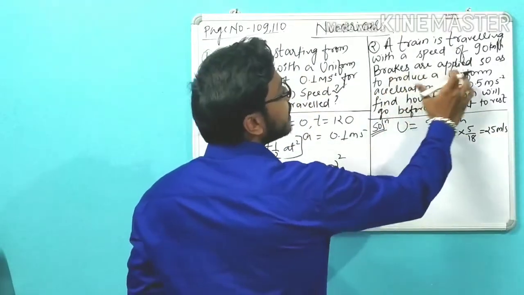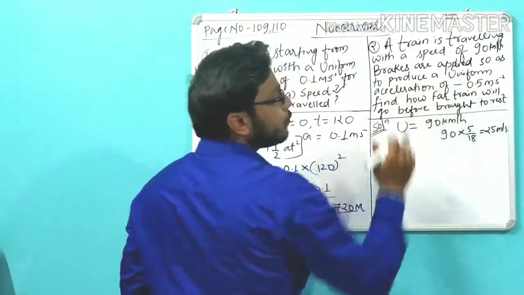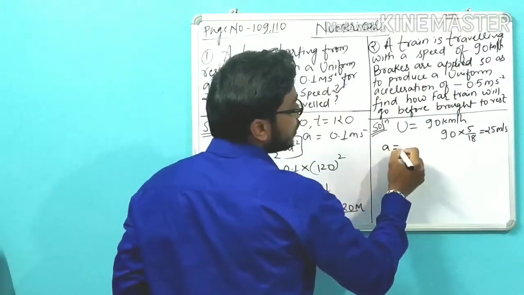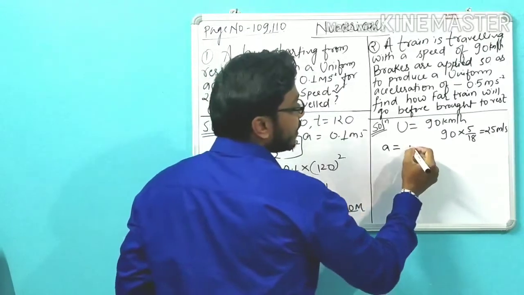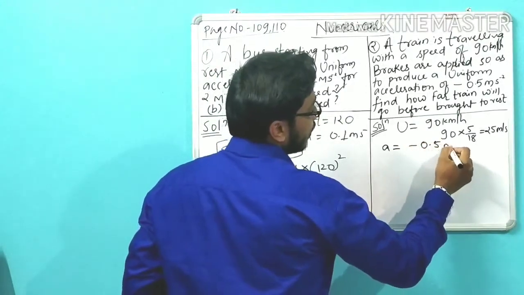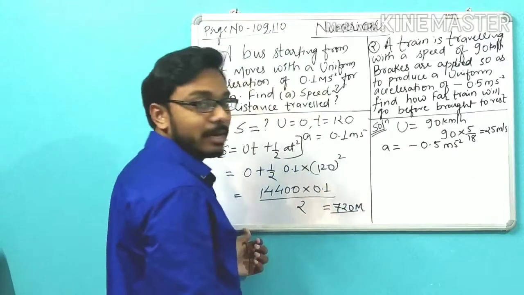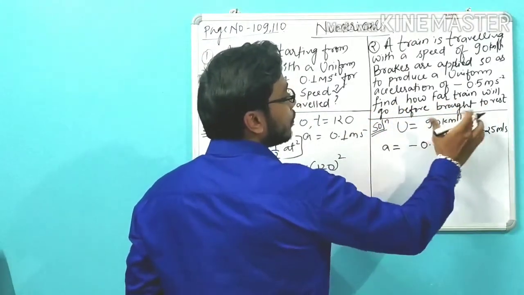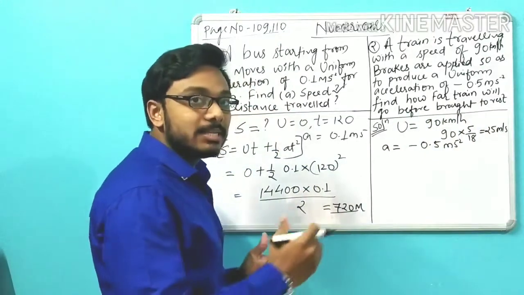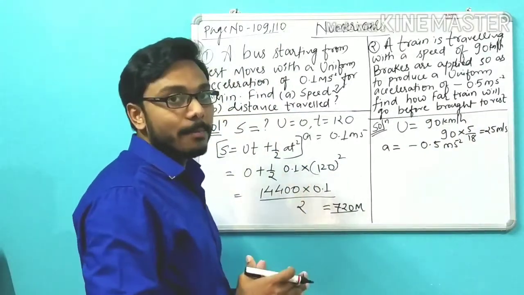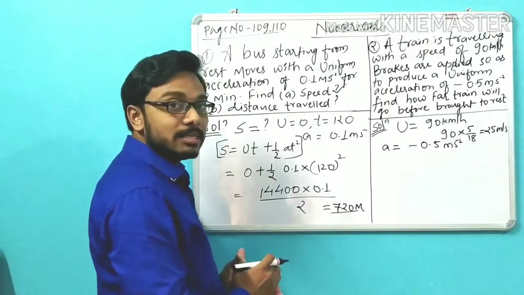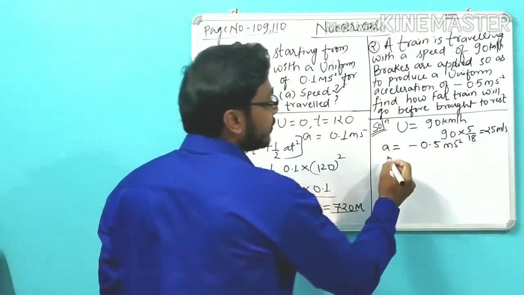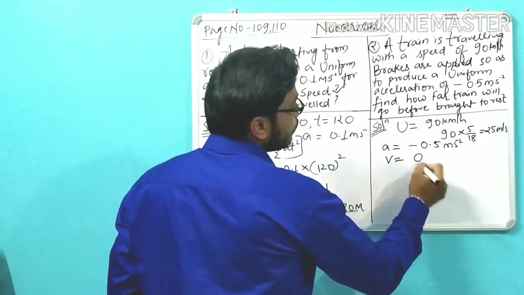Then brakes are applied to produce a uniform acceleration. So a is equal to, it is retarding, so it is coming in a minus 0.5 meter per second squared. Then find how far the train will go before being brought to rest. It is going to some point and coming to the position of rest. Rest means the final velocity will be 0. So v equals 0.